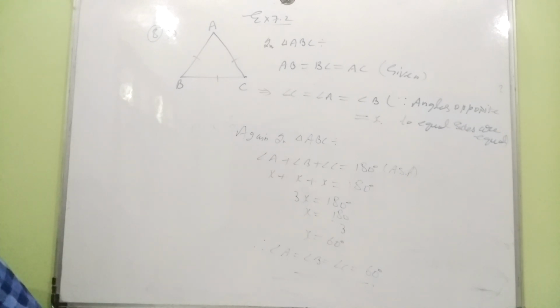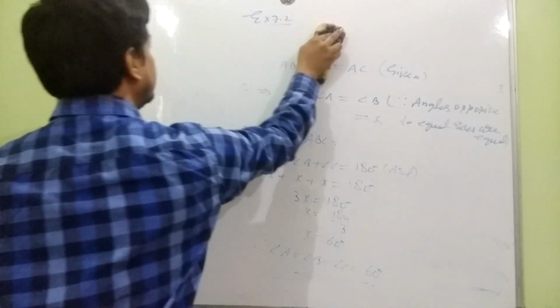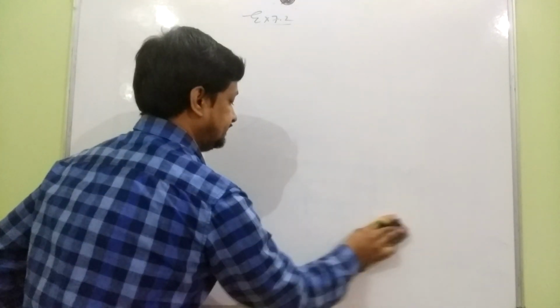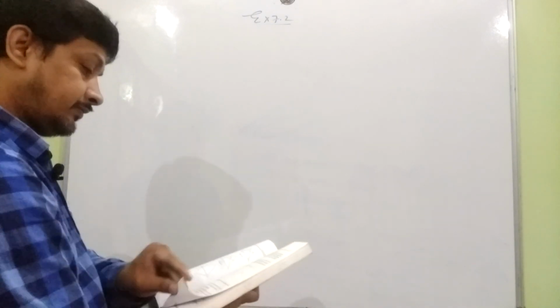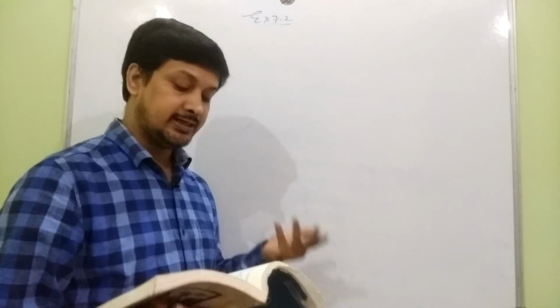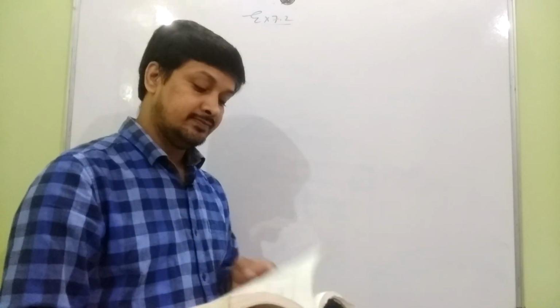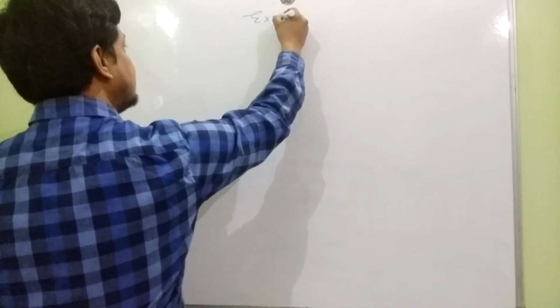Now we will do the next exercise. You can pause the video and note down the solution. Okay, so the next exercise is exercise 7.3. This exercise is related to SSS congruency, that is triple S, and RHS congruency. You know about them very well. I have explained to you. Now we will do exercise 7.3.